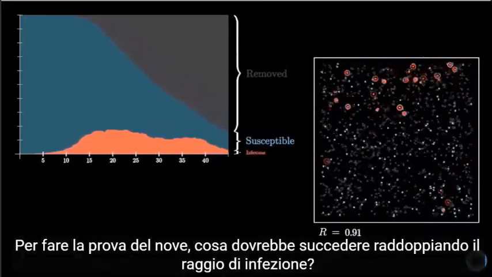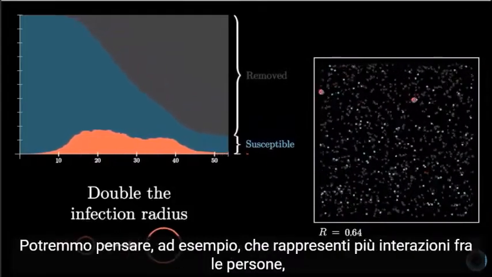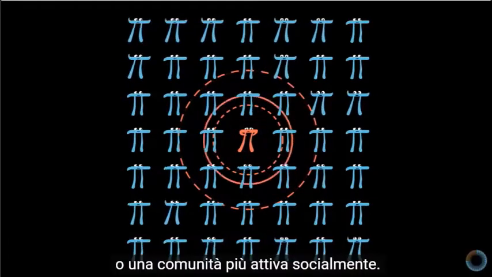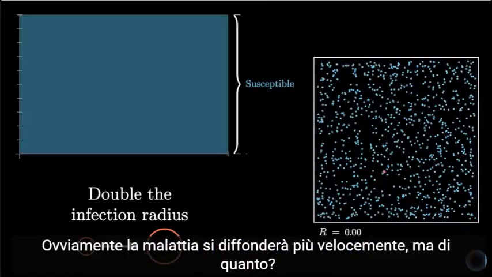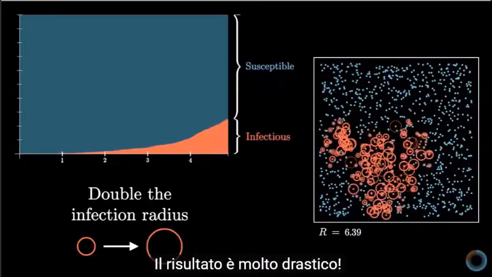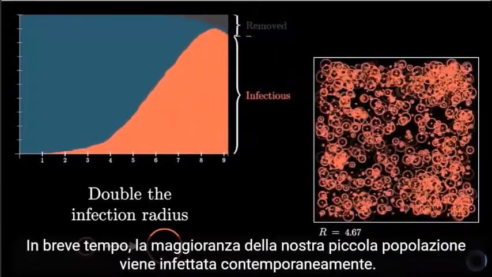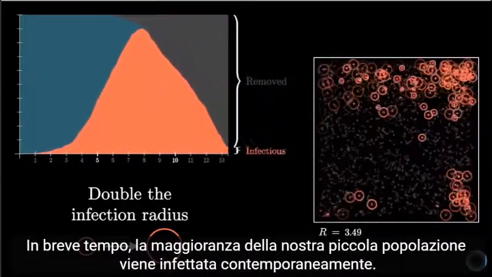As a sanity check, what would you expect to happen if I double this radius of infection? You might think of this as representing more total interactions between people, or a more socially engaged society. It'll spread more quickly, of course, but how much? It's actually very drastic. Within a short time span, the majority of our little population is infected simultaneously.